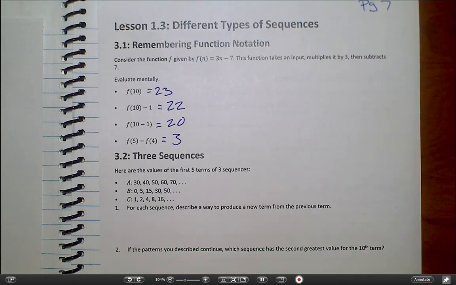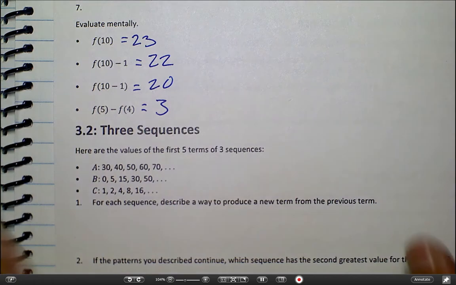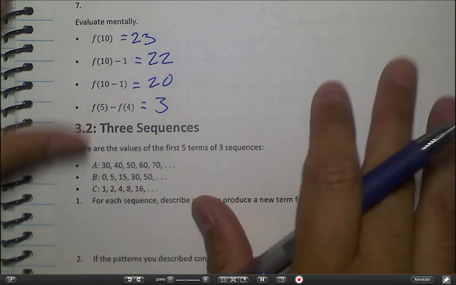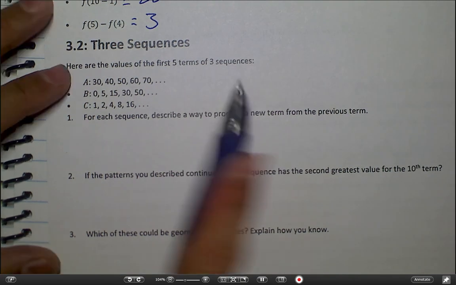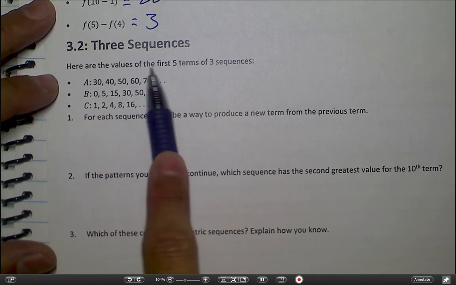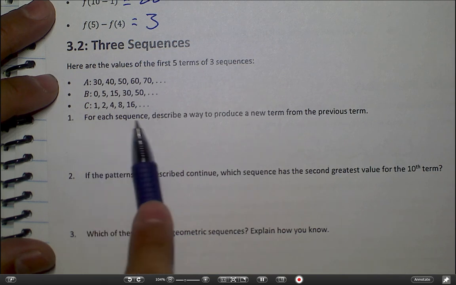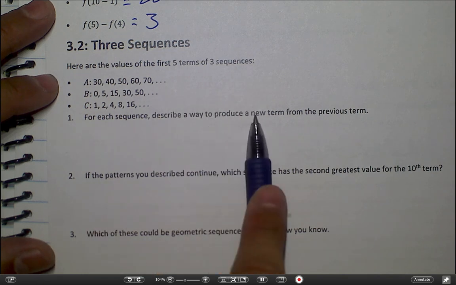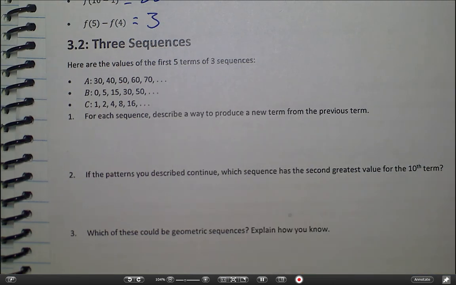Let's take a look at 3.2, this next set of questions. Zoom in. All right, so right here, it says here are the values of the first 5 terms of 3 sequences. For each sequence, describe a way to produce a new term from the previous term. All right, let's go through and look at this. So we're trying to use our values to come up with a pattern for this. So an n times something or n minus something.